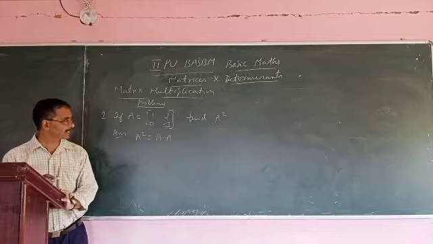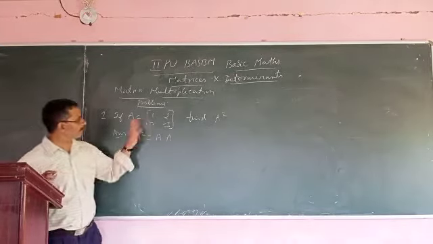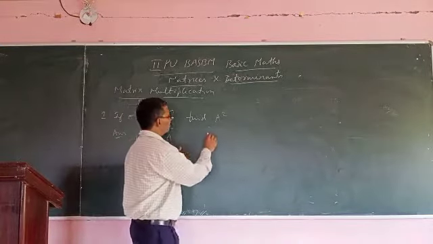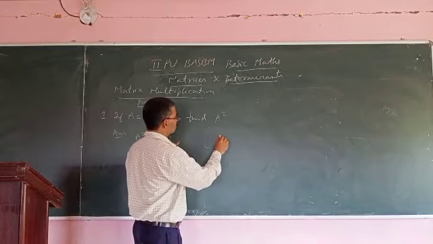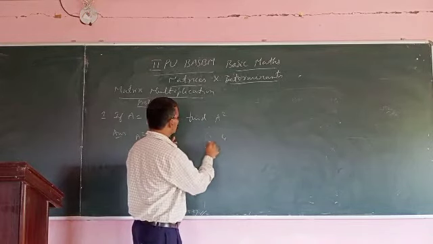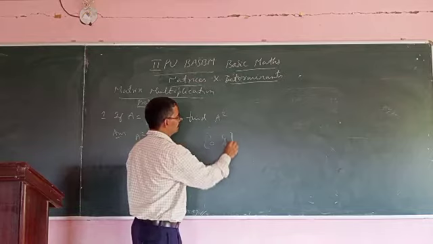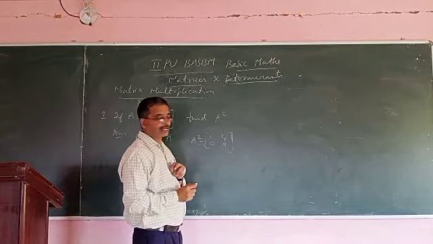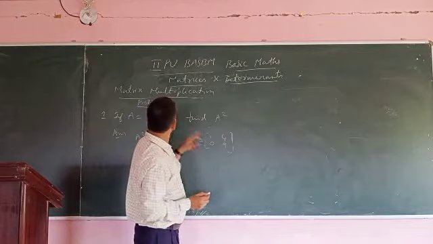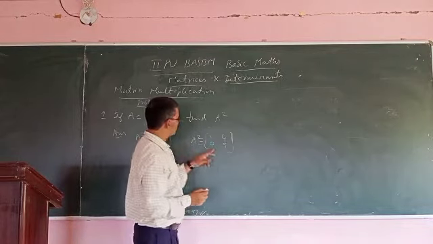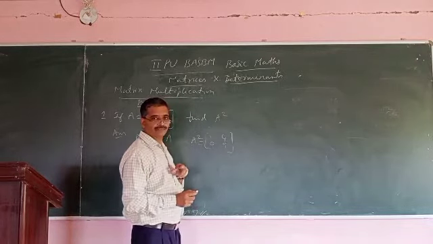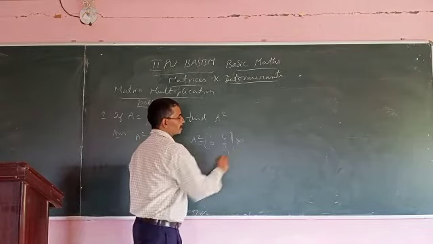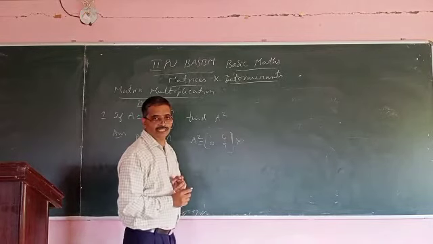So what is A square? Don't simply write the answer as square of 1 is 1, square of 2 is 4, square of 0 is 0, square of minus 3 is 9. Is this A square? This is not A square. Students, don't make the mistake.